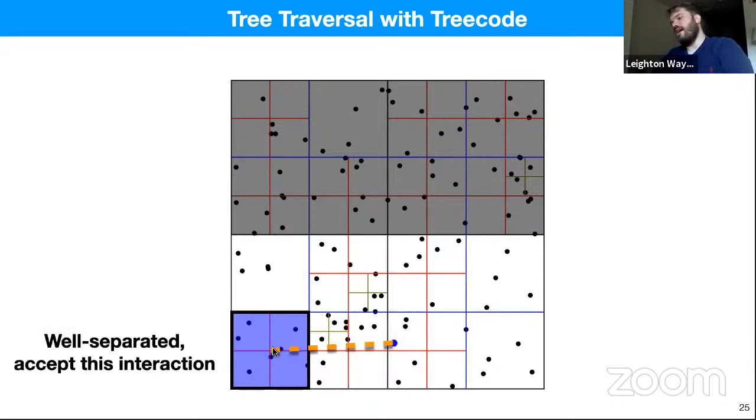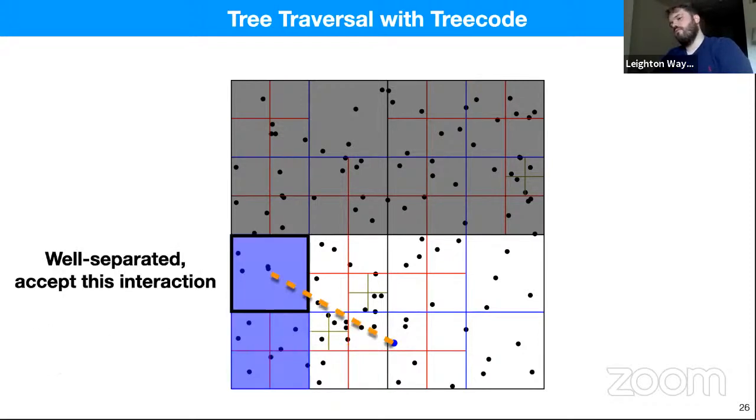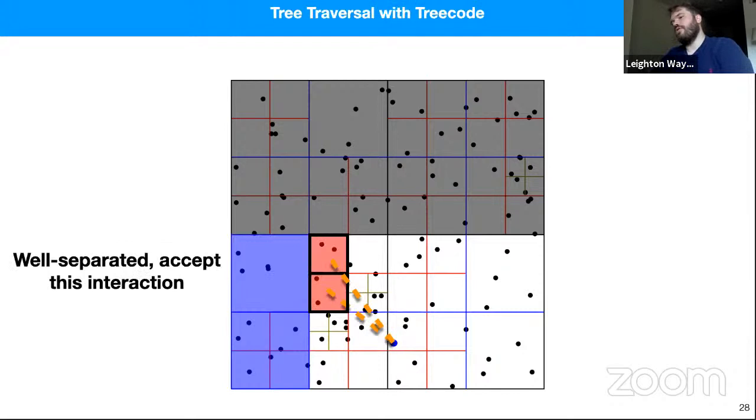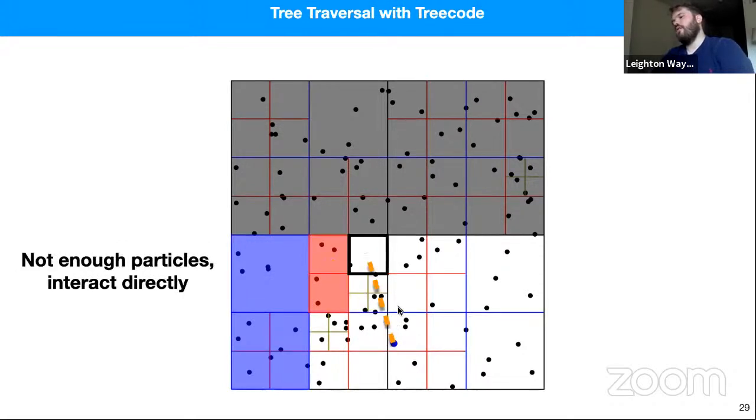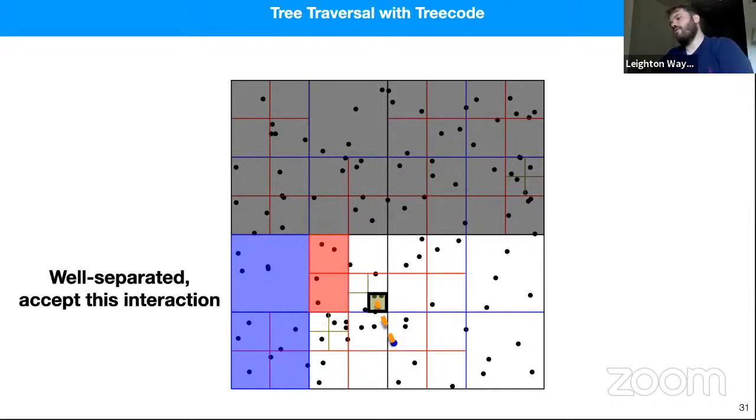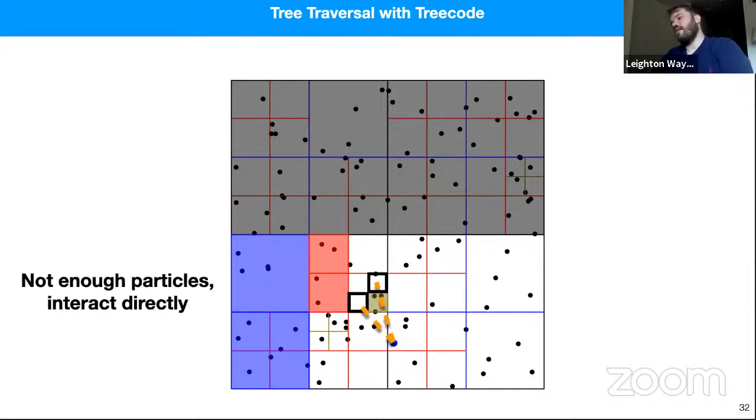So now we go down a level to the second level. This cluster here is far enough away, we accept it. This one right here is far enough away, we accept it. This one's too close, traverse further. These two little red ones are well separated enough. This one only has a single particle in it, so there's no reason to approximate it. We just interact with it directly. This one's too close, traverse further. This is a well separated interaction, accept it. There's not enough particles in these, so we'll just interact with them directly.